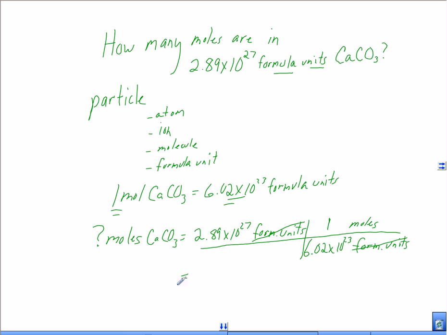Now I have to look at what type of calculation I'm going to make. Well, Avogadro's number is a denominator, so that means that in this problem I'm going to divide. I'm going to divide the 2.89 times 10 to the 27th by 6.02 times 10 to the 23rd. And when I do that, I end up with 4,800.66 moles.